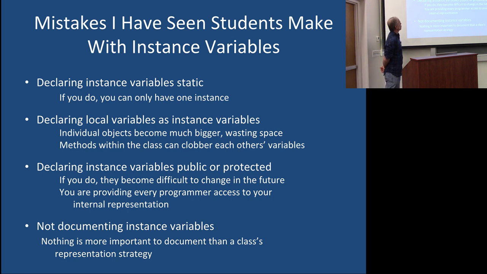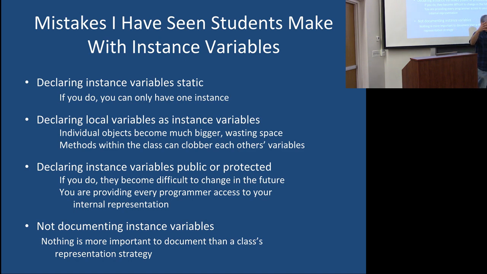Some students want to declare local variables as instance variables. So they have a local variable again, like I, and they declare it as an instance variable. Why is that even worse than declaring it as a static variable? What happens when you declare just some random variable as an instance variable when it doesn't need to be? When does a variable need to be an instance variable? Yeah? You can access it in multiple methods. Right, if it needs to be accessed in multiple methods.